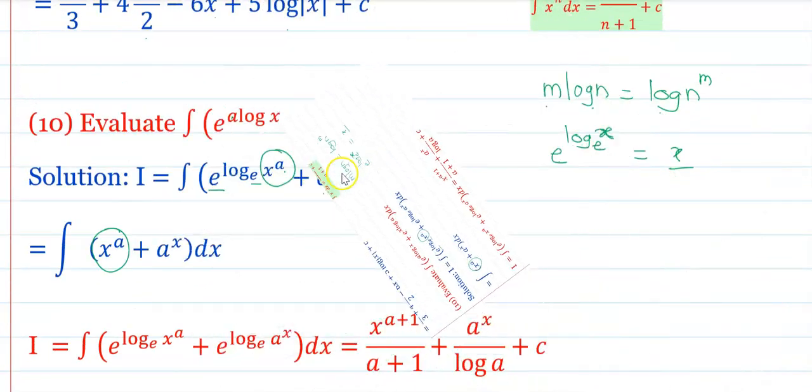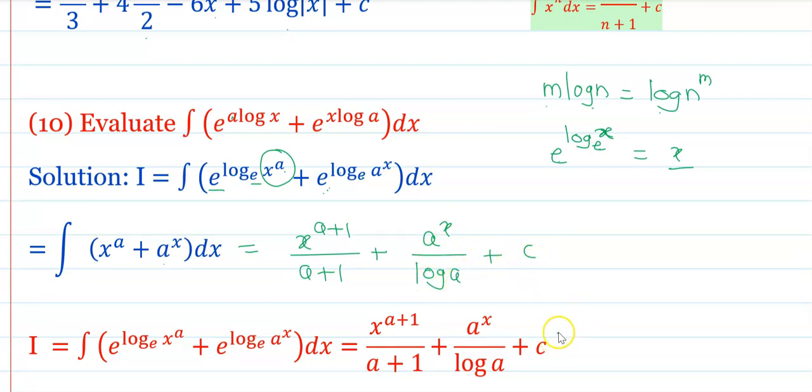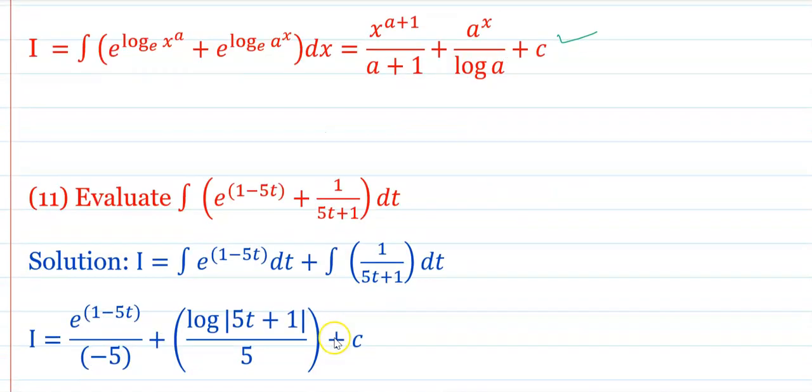Next is e raised to log of a raised to x to the base e. Both are the same, then its answer is a raised to x. Now we have the two: x raised to a, and another is a raised to x. Now the integral of x raised to a means what? x raised to a plus 1 upon a plus 1. This is the first one. Next, the integral of a raised to x is a raised to x upon log of a plus c, and this is the answer. Now the next.